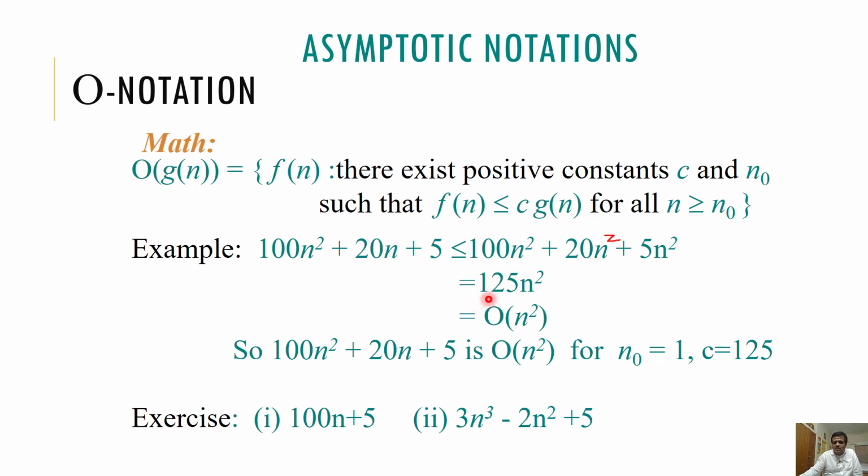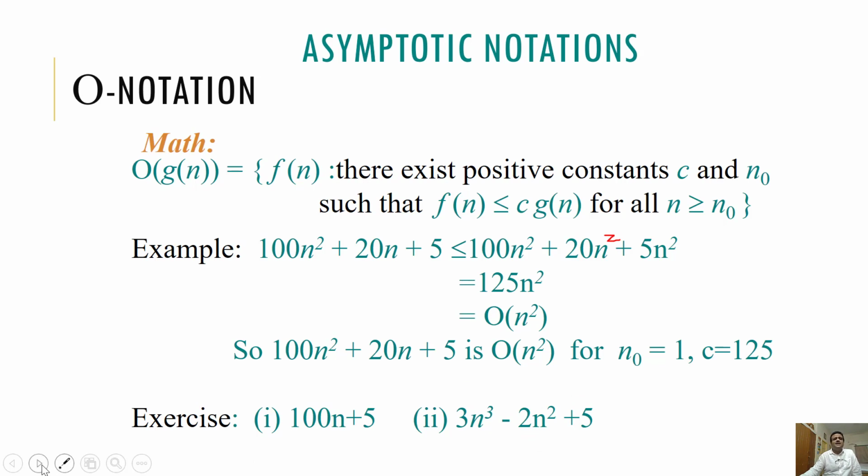So, this is basically 125 n square. So, our c0 c is 125 and this is true for any n greater than or equal to 1. So, n0 is 1 over here. So, we just proved that by definition this is a big O of n square. As an exercise you can try at home: this is big O of n and this is big O of n cube.